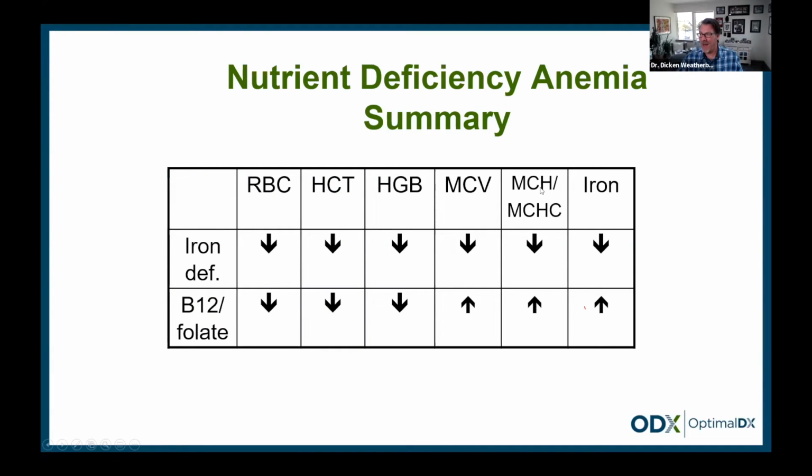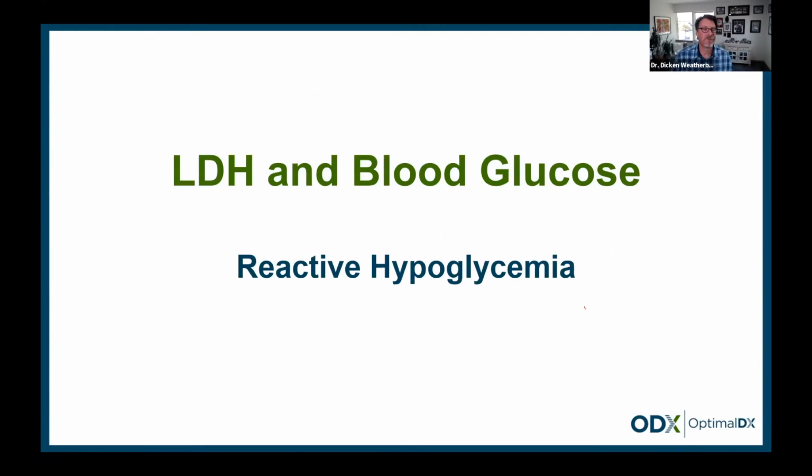So our little pattern here, as you can see, we're still going to see the same red blood cell changes here. RBC, hematocrit, hemoglobin are all going to be decreased, but then we're going to see a completely different look in terms of the various different nutrients that we're measuring.